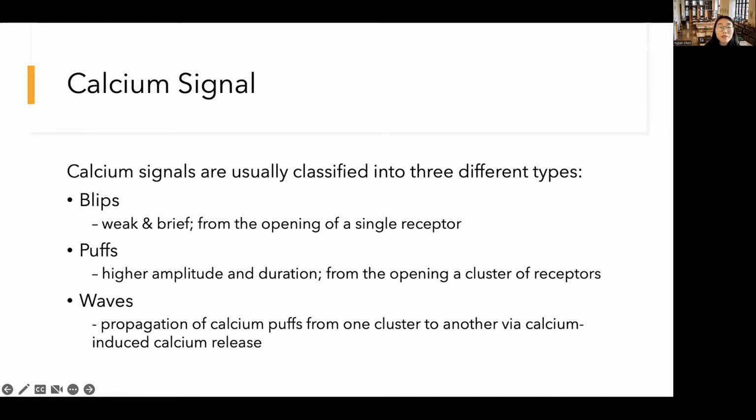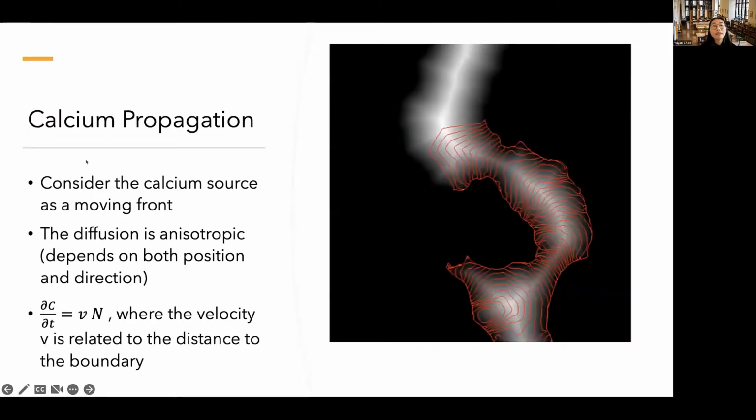And finally, we have waves. Waves are from the propagation of calcium puffs from one cluster to another via calcium-induced calcium release, which is a very important mechanism for calcium dynamics. And now to model the calcium propagation, we consider the calcium source, like the circle over here, as a moving front. And we think their diffusion is anisotropic, which means their diffusion depends on both the position and the direction. And this is our guiding partial differential equation.